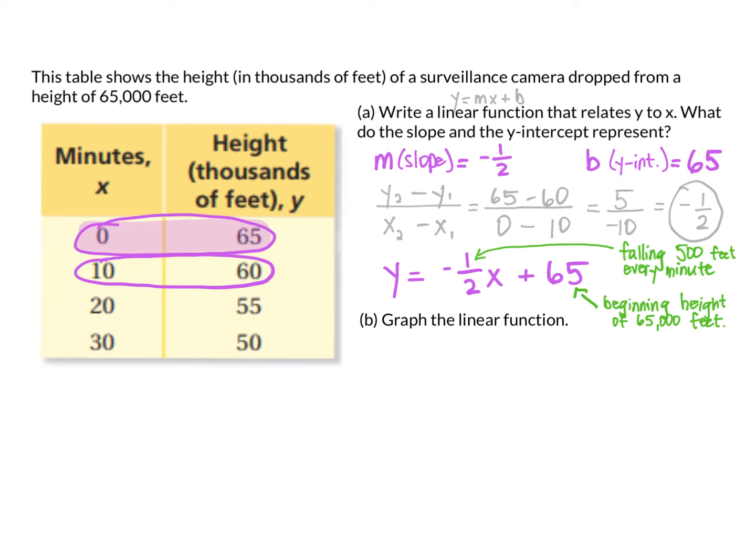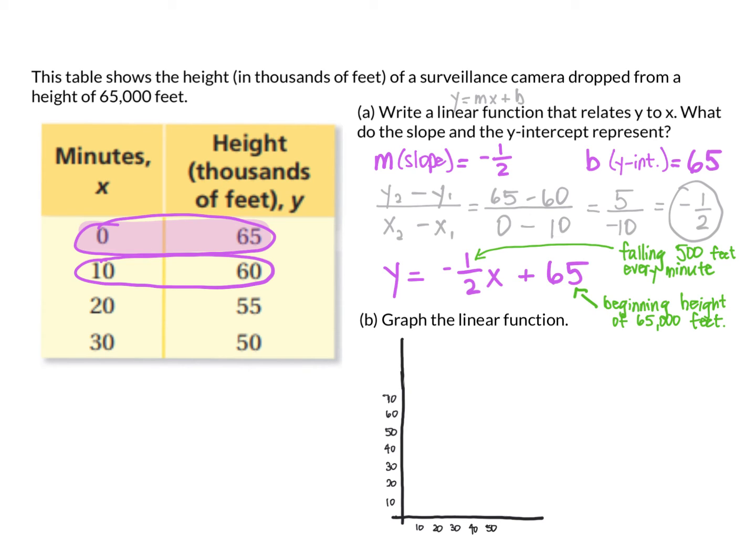Now we're going to graph the linear function. So let's draw the x and the y axis, and let's write the numbers that each line represents. So the minutes will count by 10. On the x-axis, let's go 0, 10, 20, 30. And then the height in thousands of feet is the y-axis. Let's also count by 10 all the way up to 70.